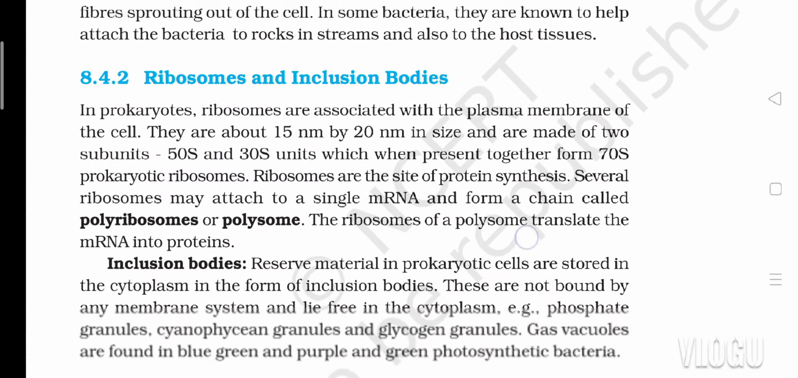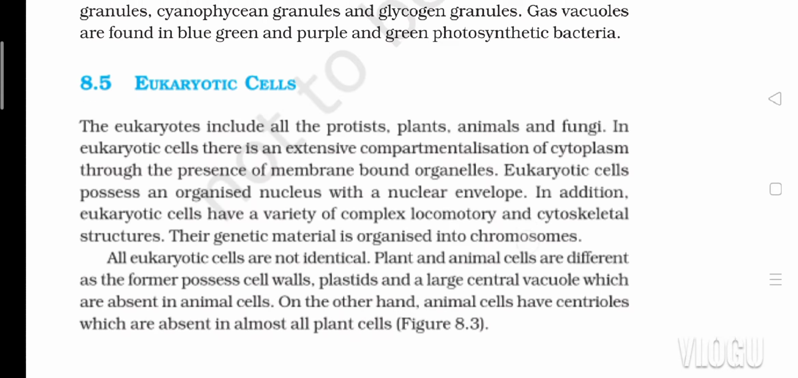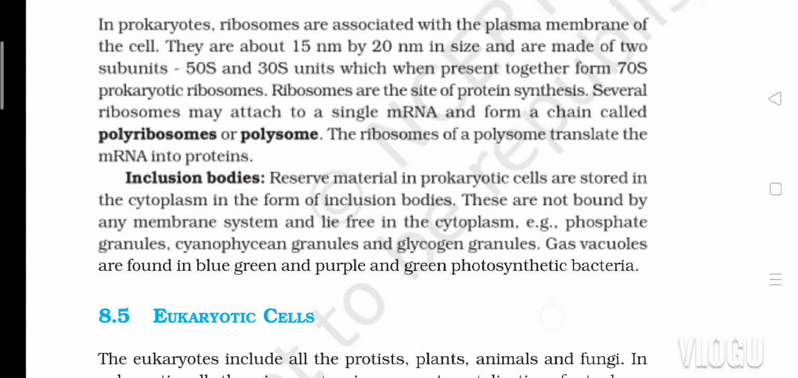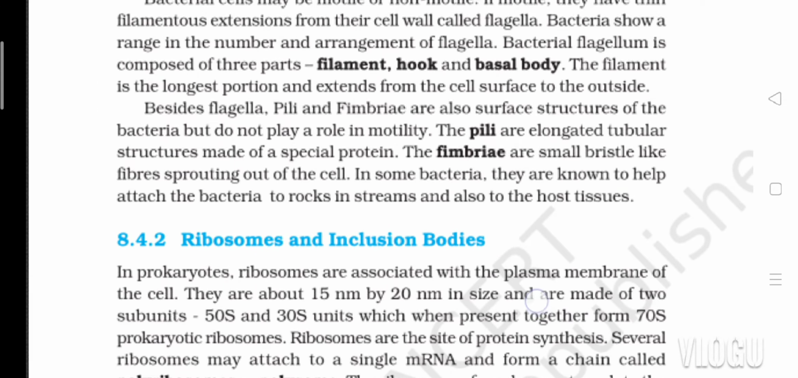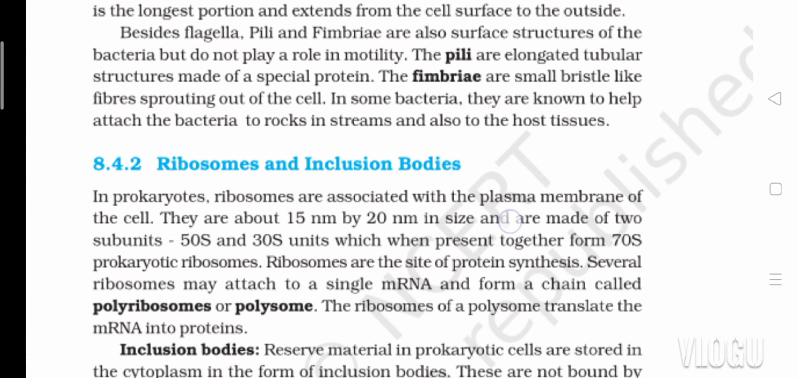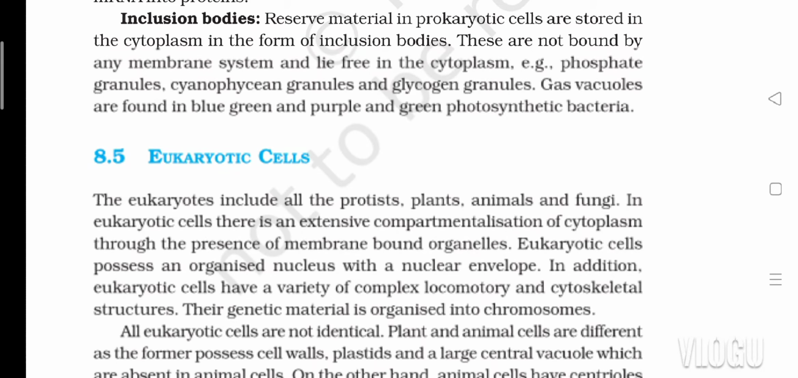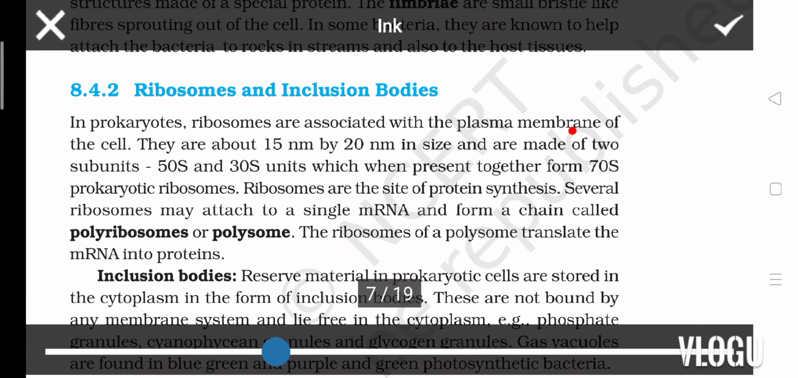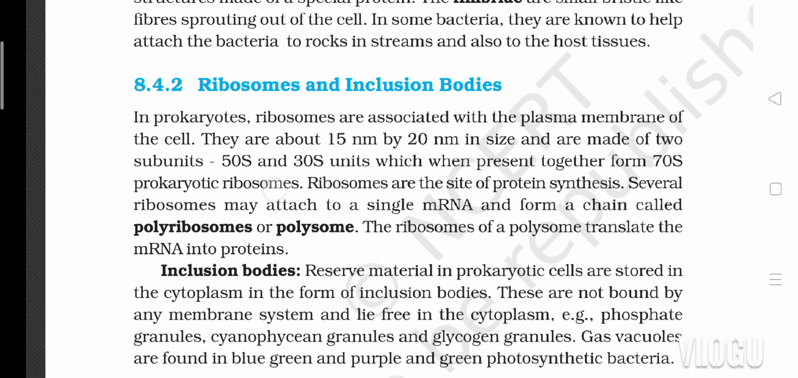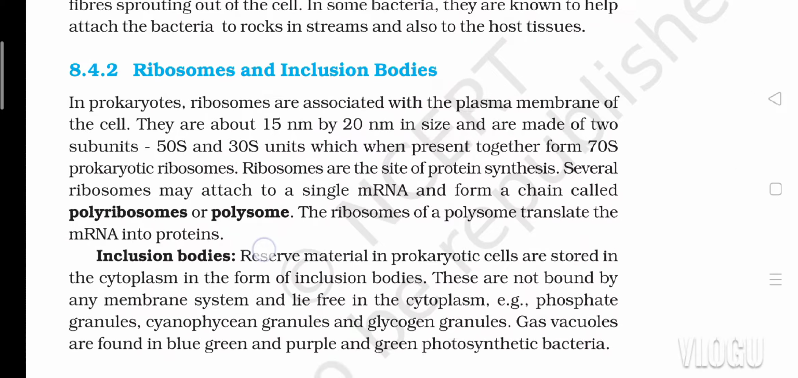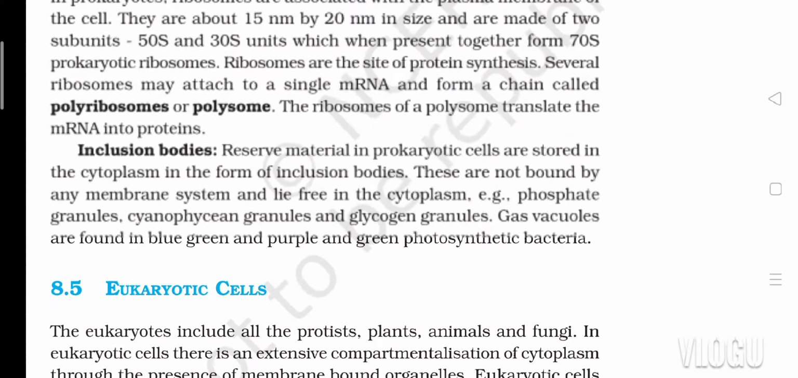In this video, we will study the ribosomes and inclusion bodies. This topic remains, and we have to complete it before we start the eukaryotic cell properties. In prokaryotes, ribosomes are associated with the plasma membrane of the cell. They are about 15 nanometers to 20 nanometers in size and made up of two subunits: one is the larger subunit and the other is the smaller subunit, the 50S and the 30S units.